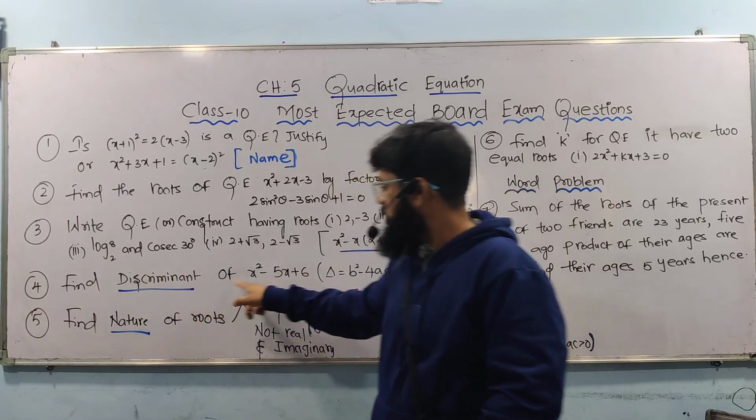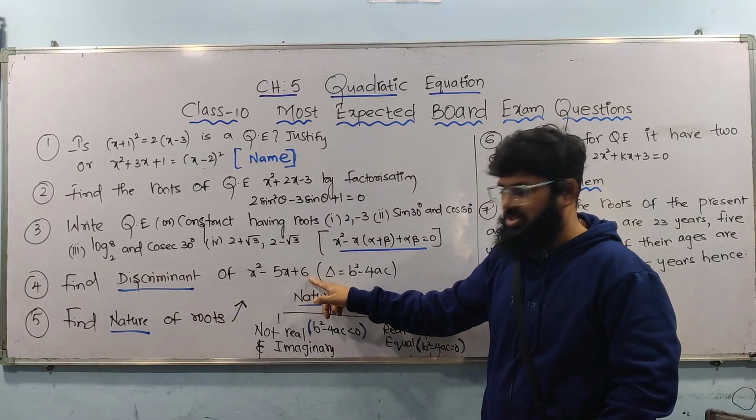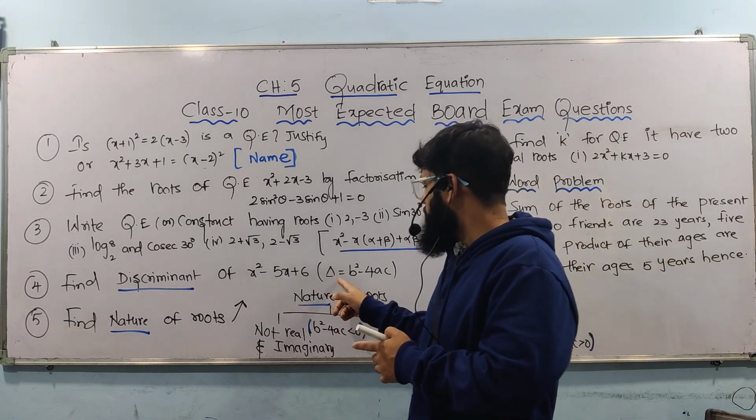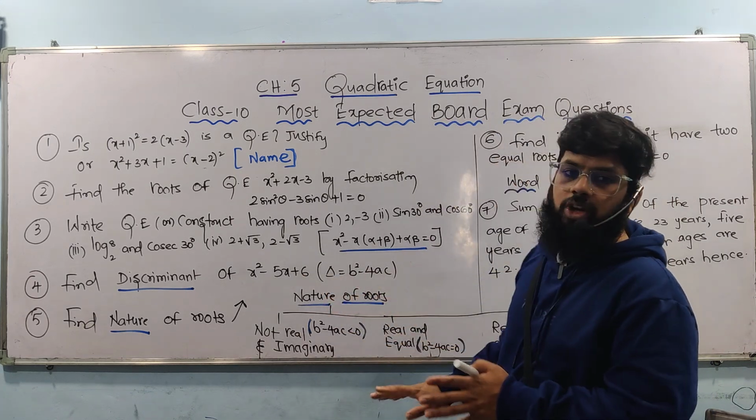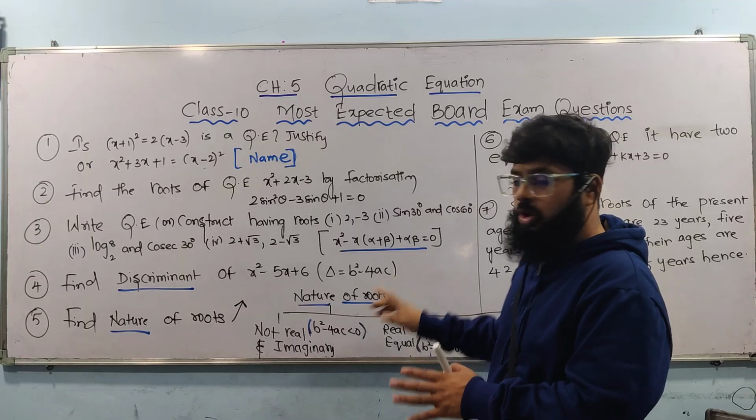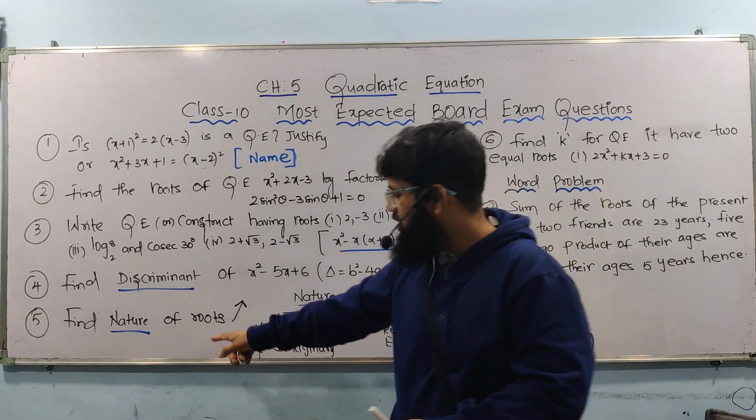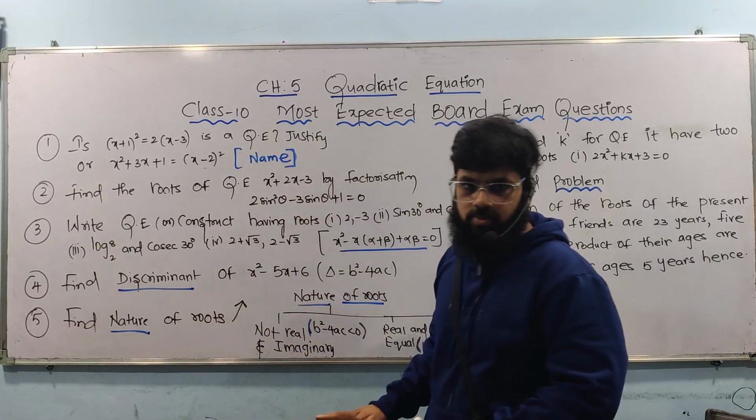Find the discriminant of x square minus 5x plus 6. Whenever they are asking simply to find the discriminant, you use the formula delta is equal to b square minus 4ac. Simple, only this much. No need of writing roots are real and equal, distinct, that will come under this one: find the nature of the roots.